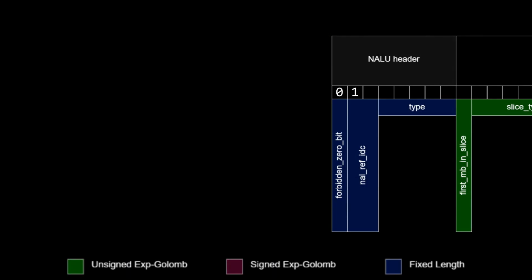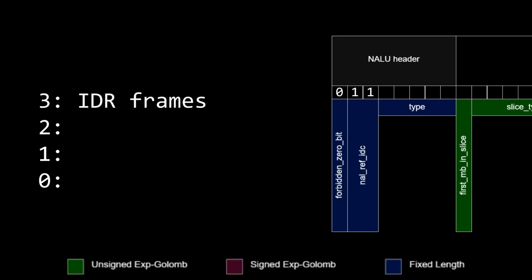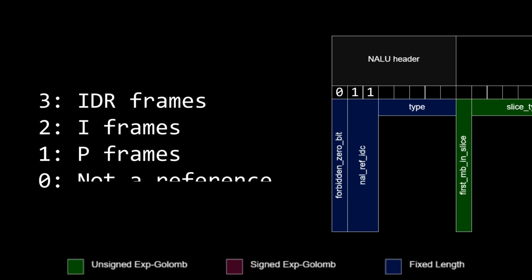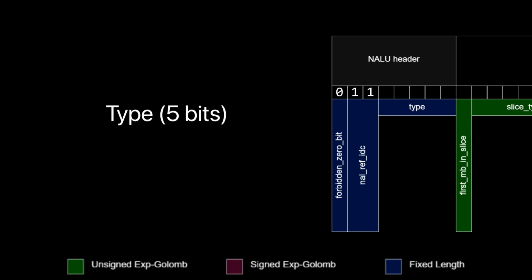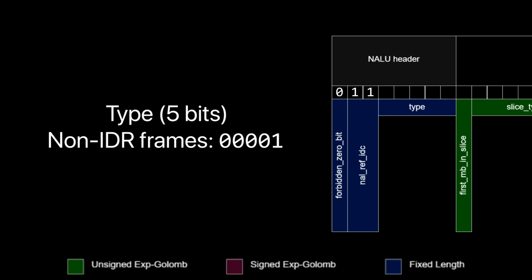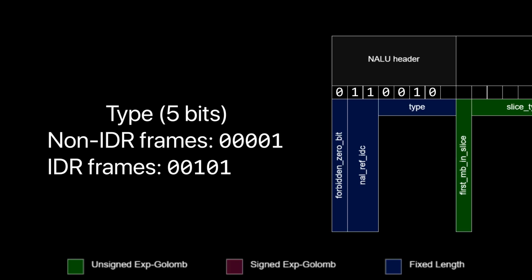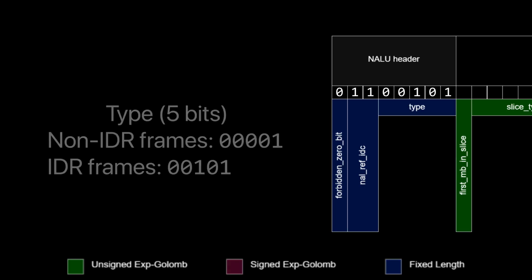Next, we'll write 2 bits indicating the reference priority of our slice on a scale of 0 to 3. IDR frames get a 3, I frames get a 2, P frames get a 1, and if it's not a reference, it gets a 0. Finally, we'll write 5 bits, 00001 for non-IDR frames, and 00101 for IDR frames.